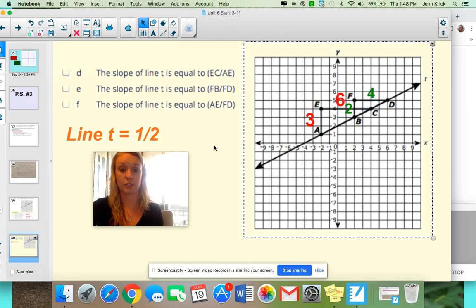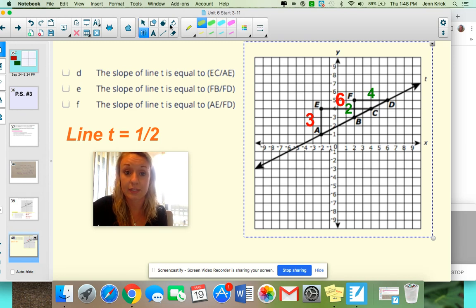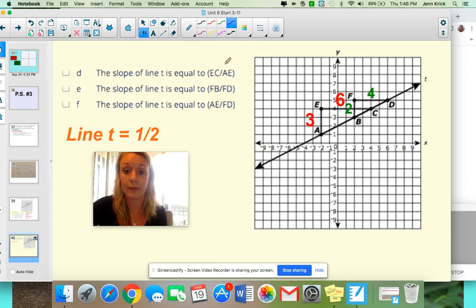So it says the slope of line T, which we know is 1/2, is equal to EC over AE. Well, EC is 6. Let me get my pen. So it's going to be 6 over AE, which is 3. Well, I know that 6 over 3 is 2. Is 1/2 equal to 2? No, so that is not correct.